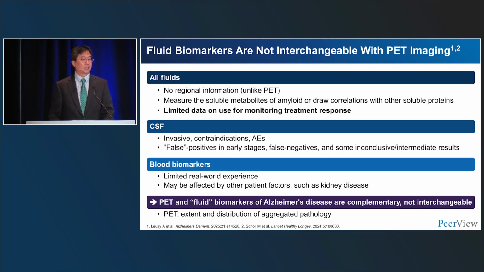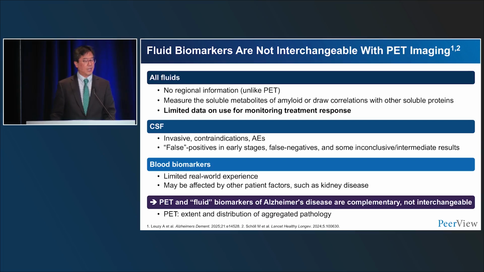And the soluble metabolites of amyloid are what you really measure, okay? You're not actually seeing the amyloid deposits in the brain. You're not really measuring those. You're measuring the metabolites that come out in the blood and the CSF, or you're drawing correlations with other soluble proteins, not even amyloid, okay? And very limited data on using it for monitoring treatment response, really. The monitoring of treatment response really is the domain of amyloid PET and not fluid biomarkers at this stage.